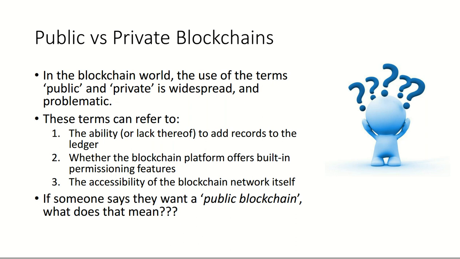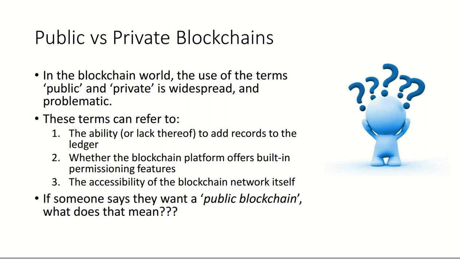And so this conversation can become confusing very quickly because we've adopted public versus private to talk about three completely separate things. If we're talking about a public blockchain or a private blockchain, we might be talking about the ability to add records onto the ledger. We might say that a public blockchain is one where many people can come add records to the ledger. And a private blockchain is one where only a few special people are able to do that.